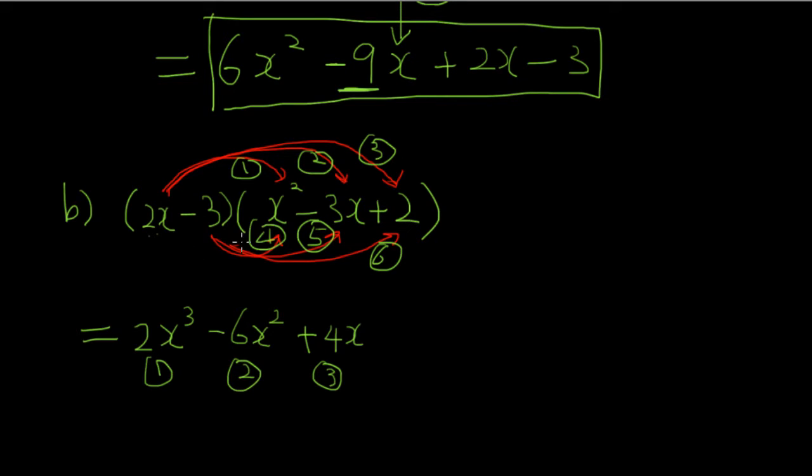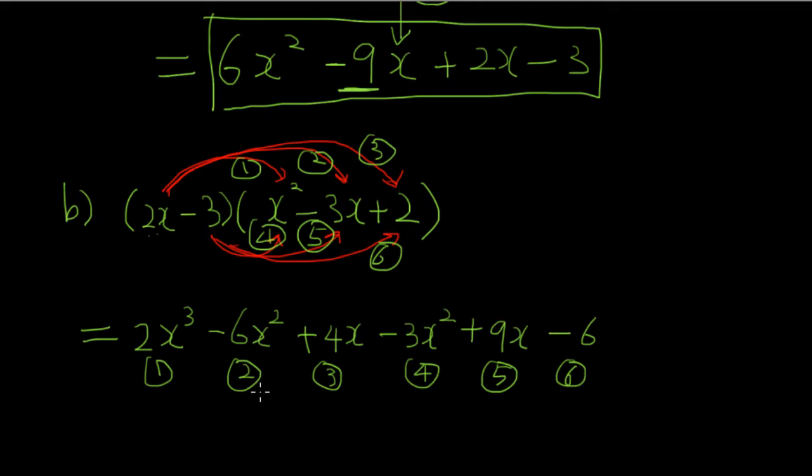Now the bottom part right here. Negative 3 times x squared. So negative 3x squared. Negative 3 times negative 3x. Double negative becomes positive. So 9x. So this would be fourth. This would be fifth. Negative 3 times positive 2. This would be negative 6. And this would be our sixth term.